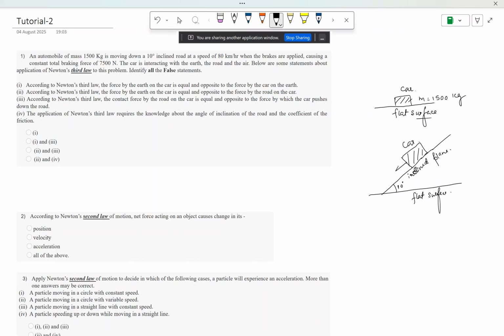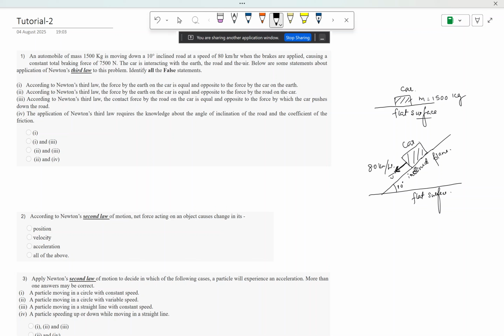So basically the car is trying to move down this inclined plane, and its speed is given as 80 km per hour. You know that speed is a scalar quantity, so it has only magnitude and no direction. But velocity has both magnitude and direction. The magnitude will be the same as the speed, the scalar value, right? So the velocity vector for the car here will have a magnitude of 80 km per hour. For the direction, we identify it by this arrow mark: along this plane, down the plane. So this is the velocity vector, v vector, for the car.